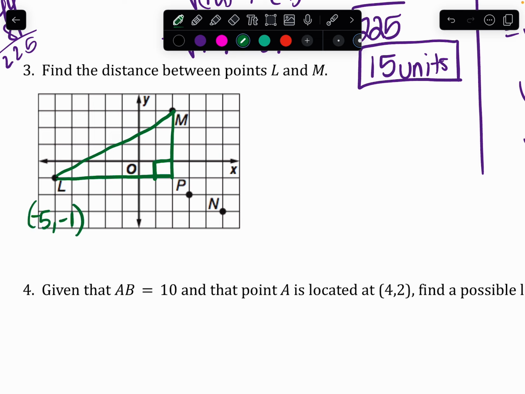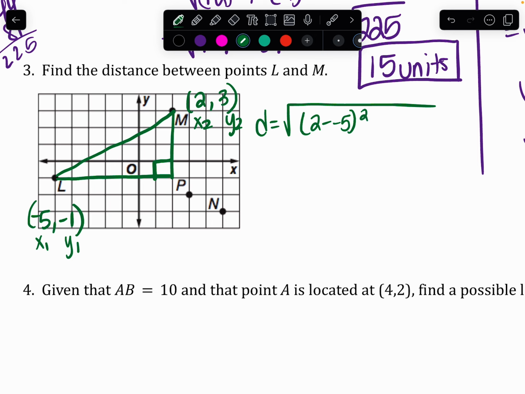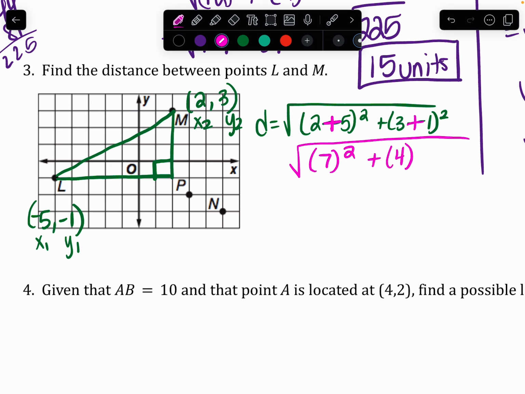And M is at the point 2, 3. Now, if you use those coordinates and find x1, y1, x2, y2, you do x2 minus x1 squared plus y2, so 3, minus y1 squared. So you're going to have 2 minus negative 5, which makes that positive 5, so 2 plus 5, which is 7 squared. And 3 plus 1, which is 4 squared.